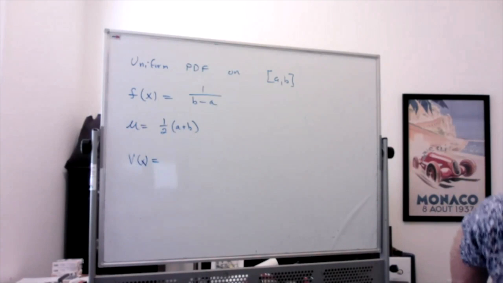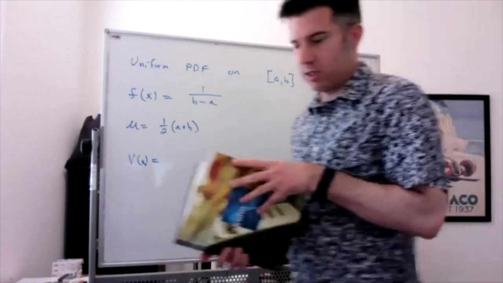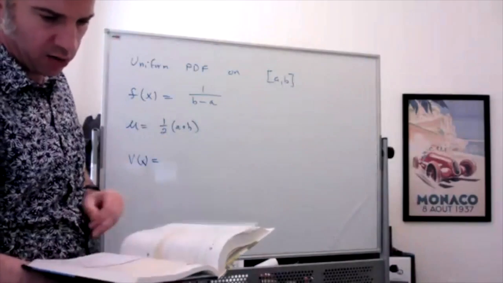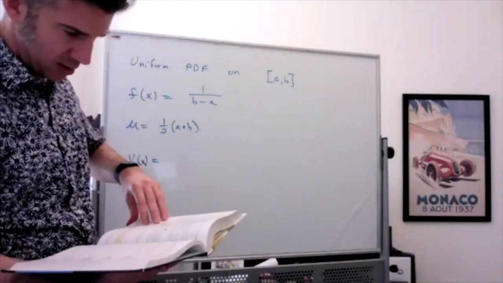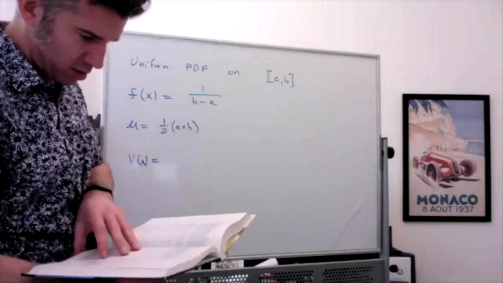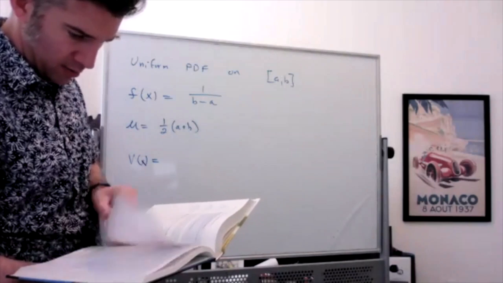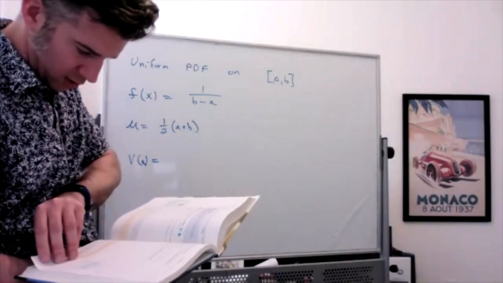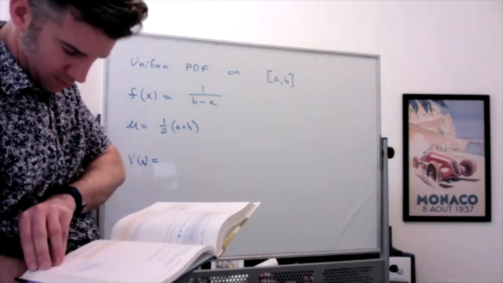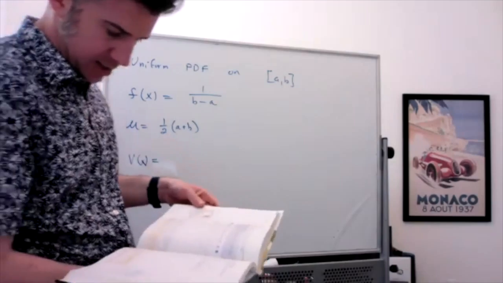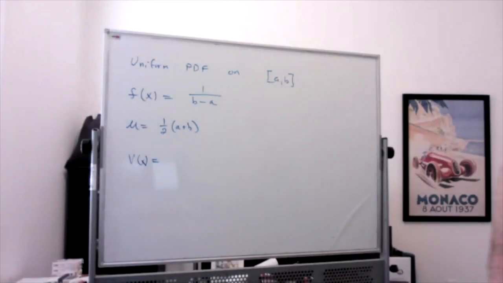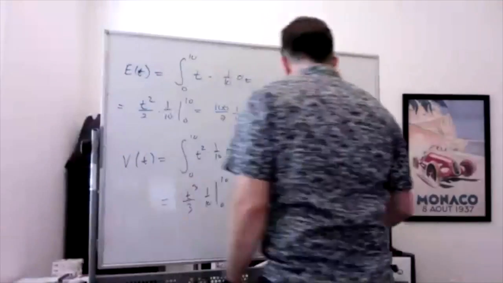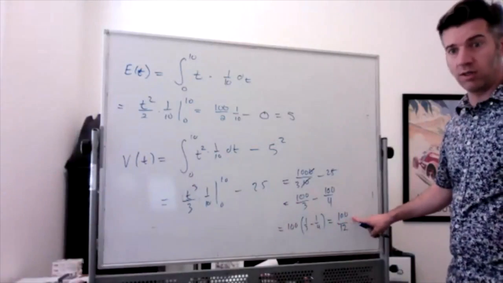Let's look real quick. Section 9.3, I believe. Let's see, 9.3. Yeah. It's 1/12 times B minus A squared, which is exactly what we got, right? We found the variance here. We got 1/12 of 10 minus 0, quantity squared.